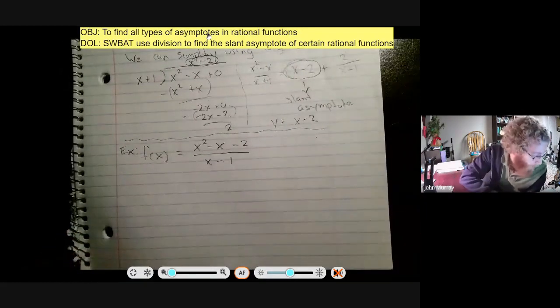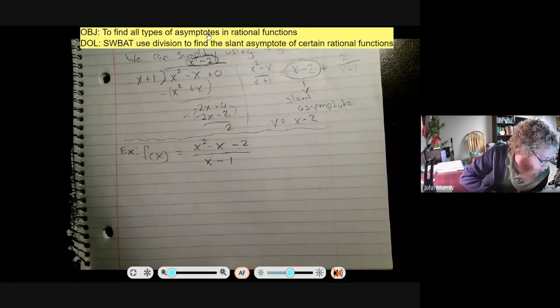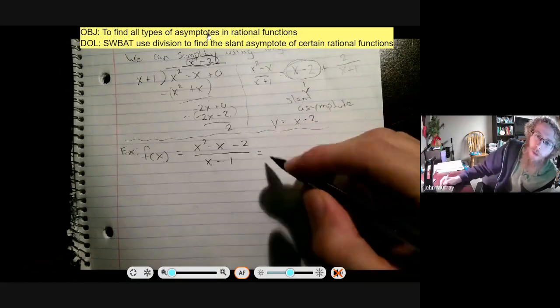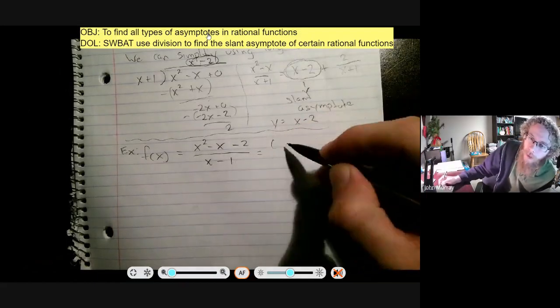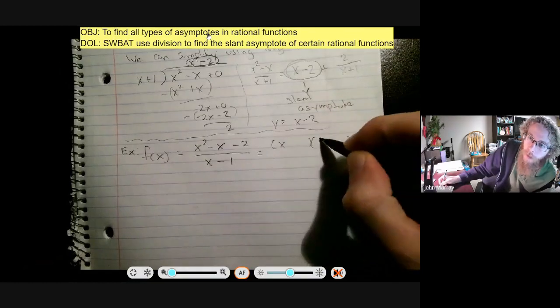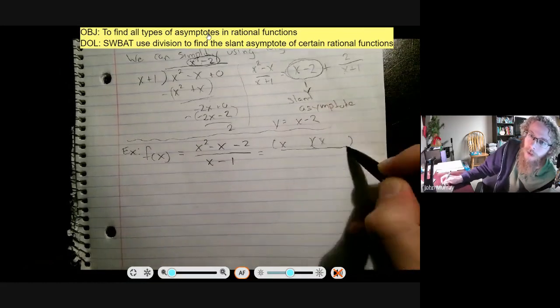All right, so let's take a look at x squared minus x minus 2 over x minus 1. Well, we can factor the numerator, so we can always do that to make sure nothing cancels out. We don't have any repeating removable discontinuities.